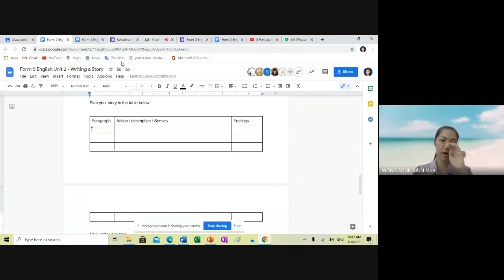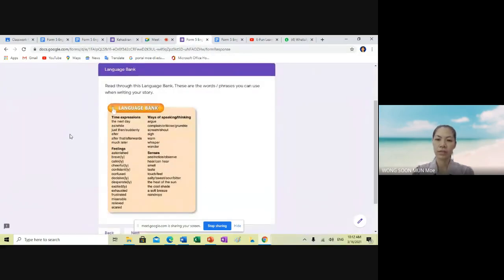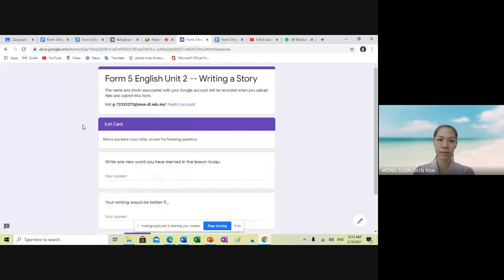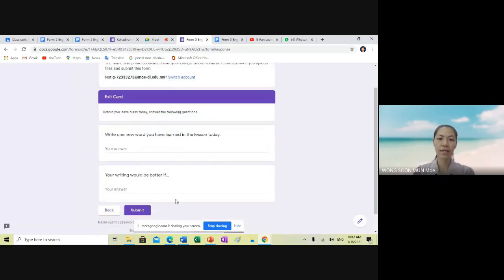Wait. Before I let you key in the attendance, you go back to the Google form just now. You still have the Google form with you just now? Okay, click next. You will see the last part of your Google form. You have this exit card activity. Before you leave class today, answer the following question. Write one new word you have learned in the lesson today. Did you learn any new word? Just type what is the new word you have learned.